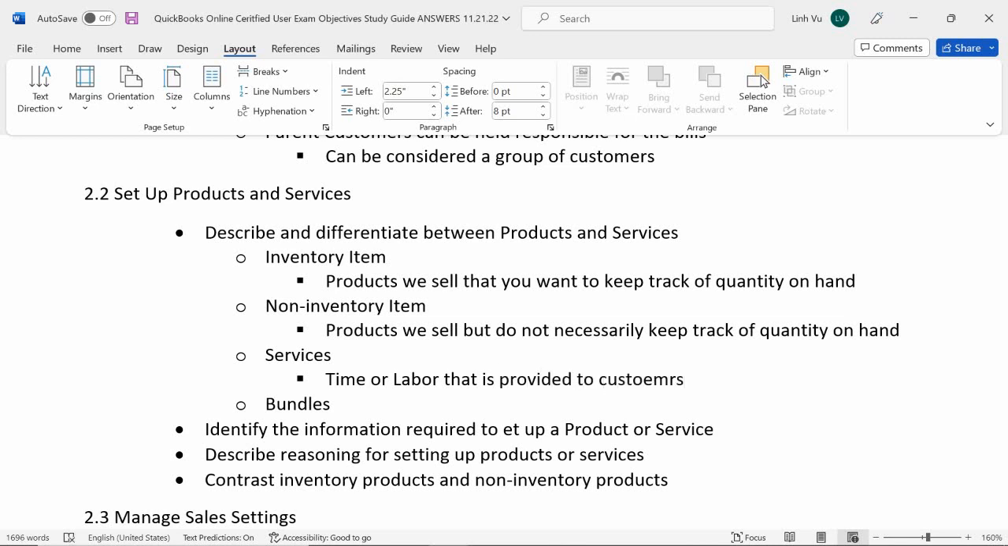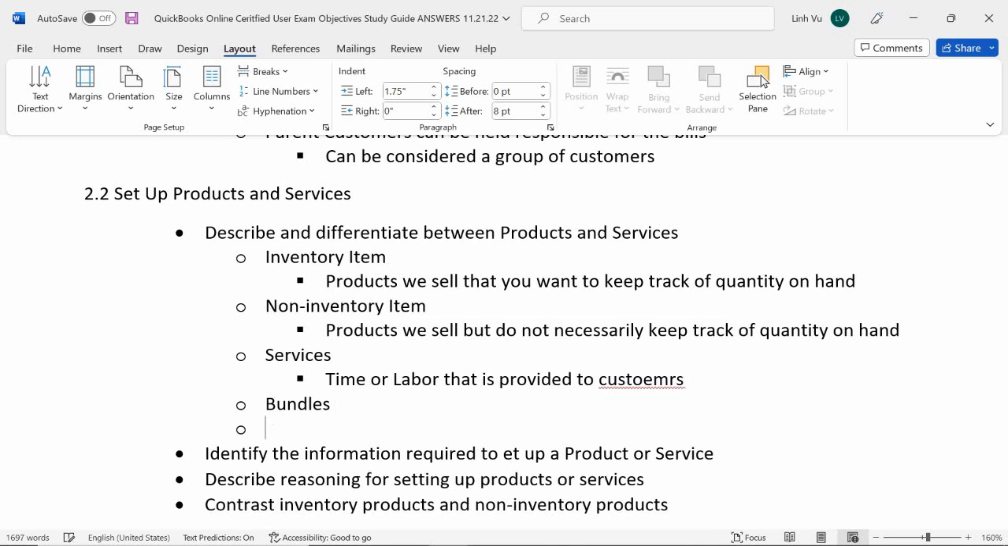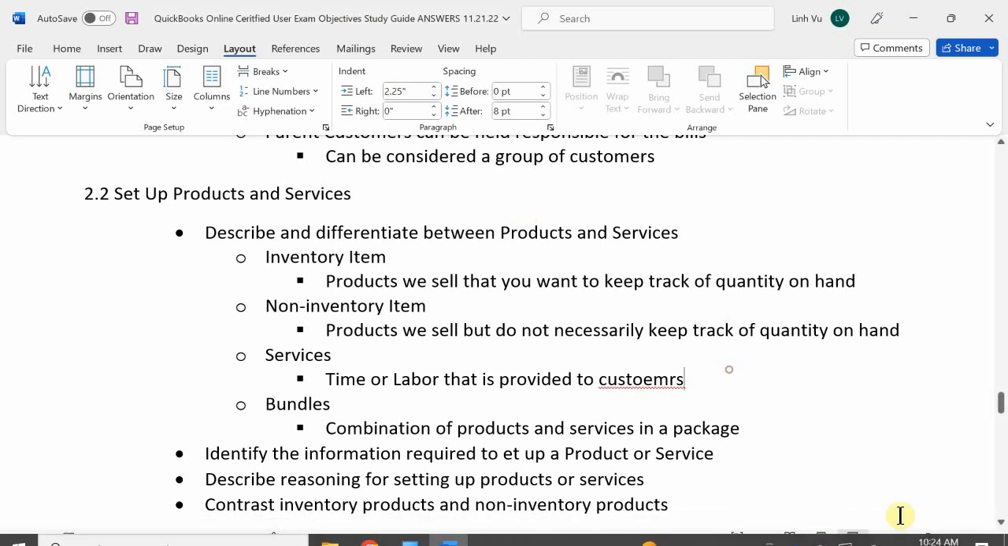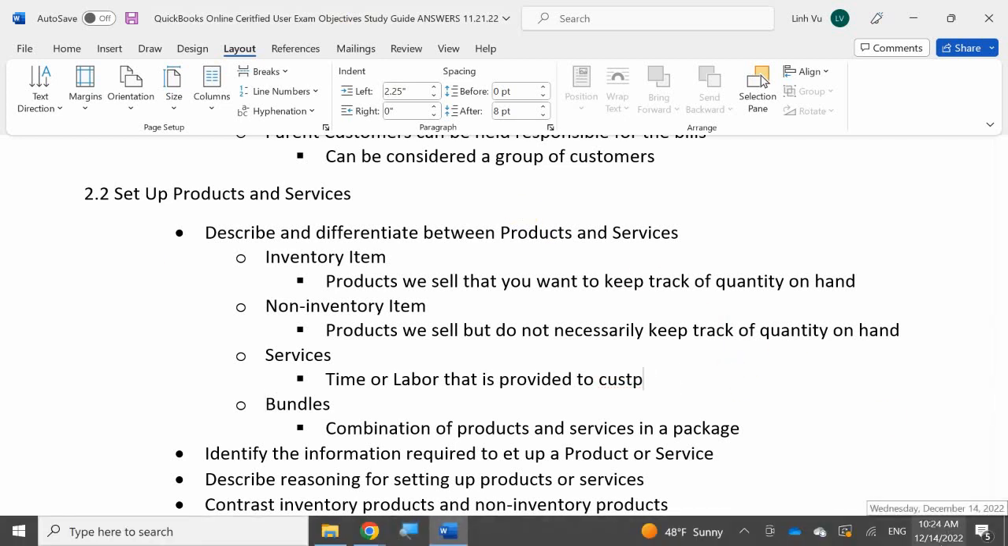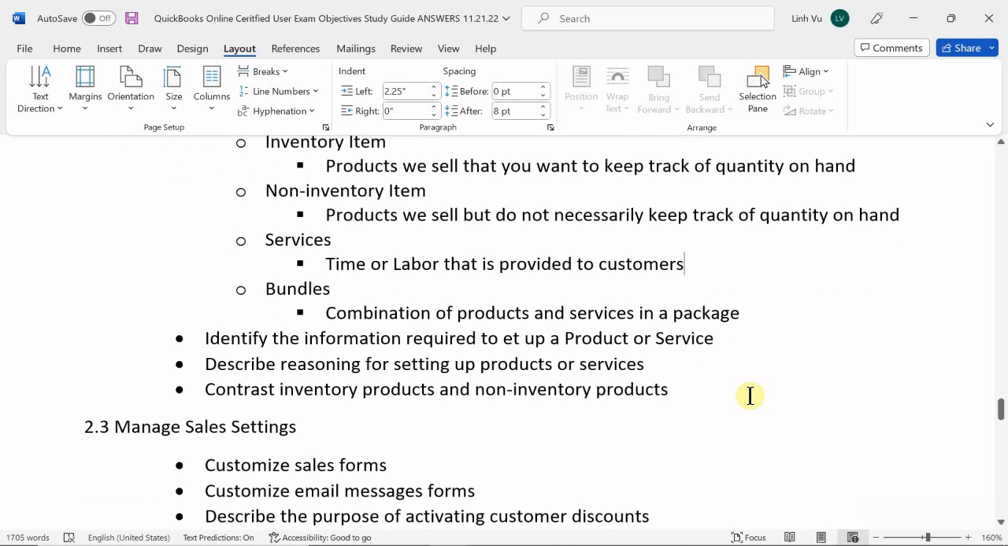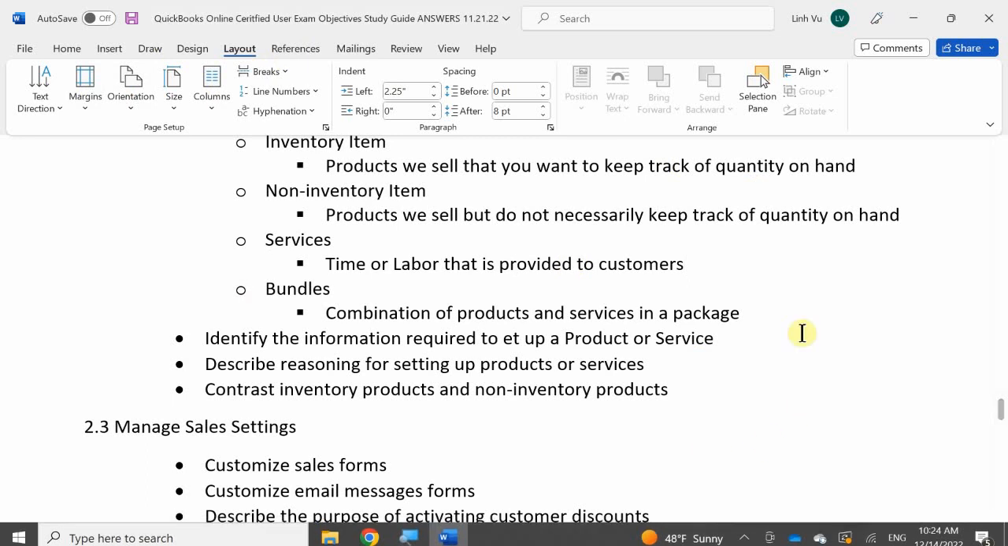And then of course, how do we use bundles? It's a combination of inventory and services. Combination of products and services in a package. Okay. All right. So then can we identify the information that you will be needing for each product and service?